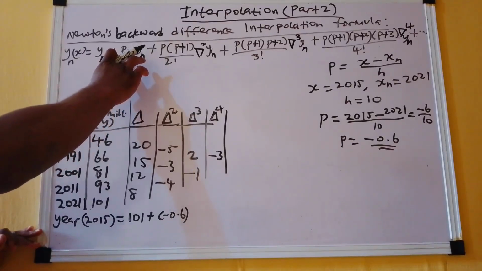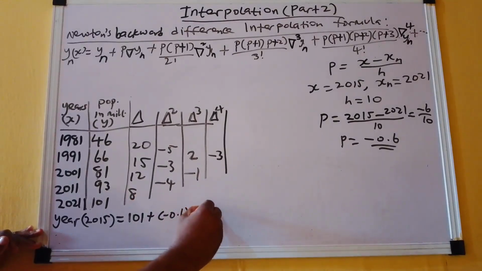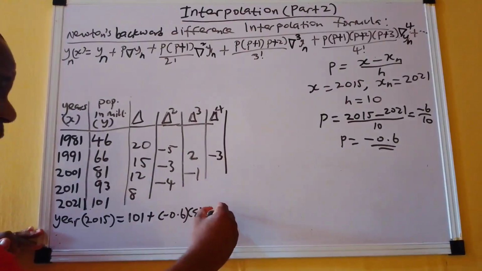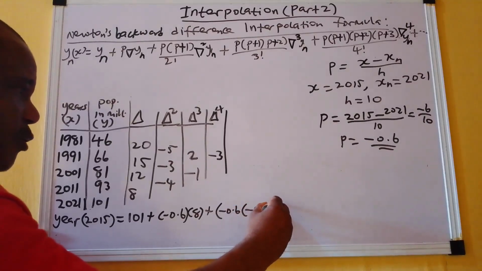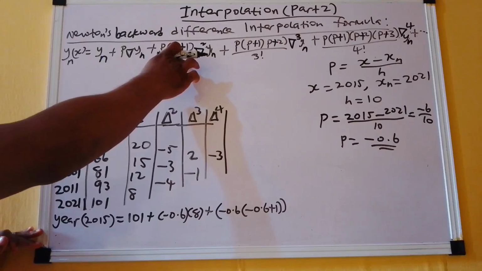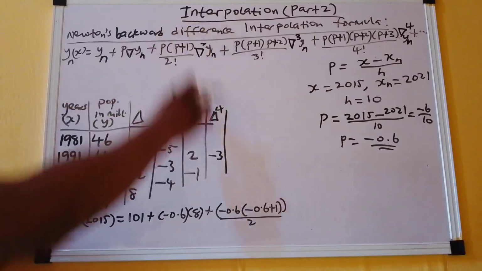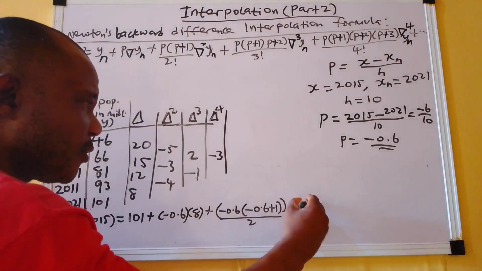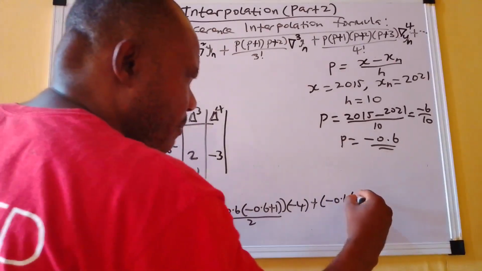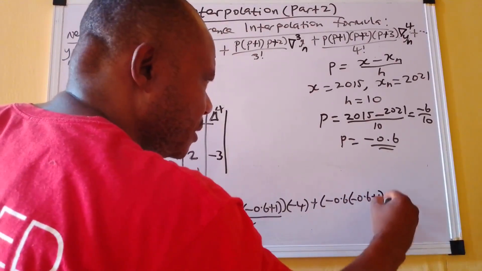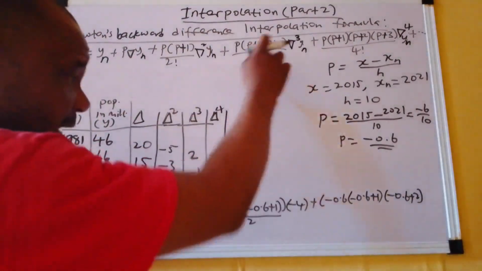Then the first backward change is 8. So you put it in bracket, 8. Then of course you put plus, you open a bracket. Now p is minus 0.6, minus 0.6 into minus 0.6 plus 1. You close the bracket, you close the bigger bracket, all over 2 factorial, which is 2. Then the backward change, of course, is minus 4. You cover the bracket. Then again plus, bracket open, minus 0.6 into minus 0.6 plus 1 into minus 0.6 plus 2. You cover the bracket. Then all over 3 factorial.